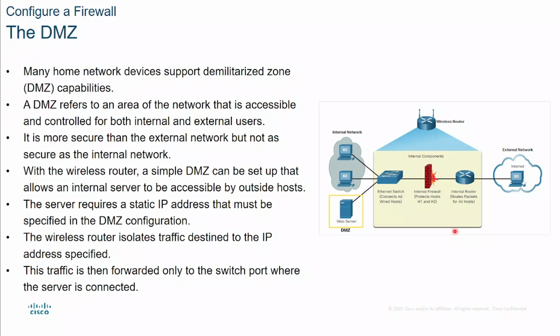With a wireless router, a simple demilitarized zone can be set up that allows an internal server to be accessible by outside hosts. The server requires a static IP address that must be specified in the demilitarized zone configuration. The wireless router isolates traffic destined to the IP address specified. Then this traffic is forwarded only to the switch port where the server is connected.